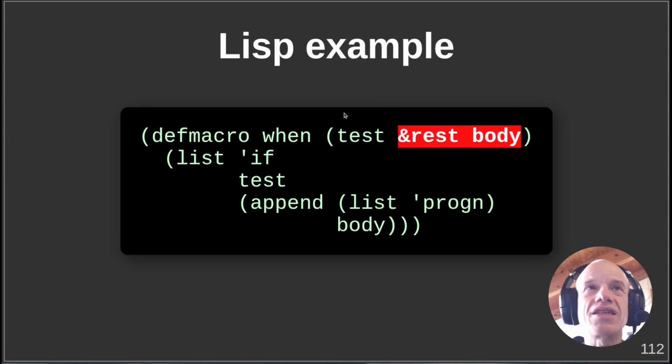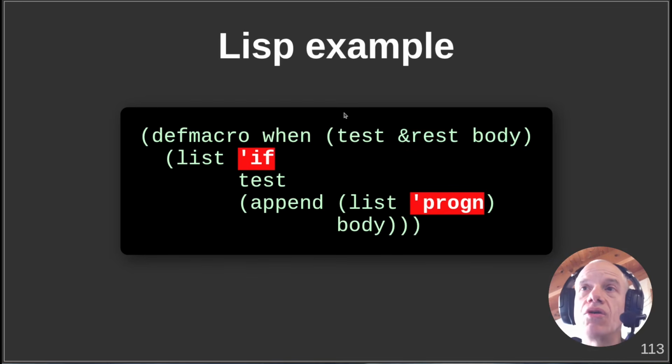And the rest is a variadic function where all the other arguments are collected in a single parameter named body. And this body is a list of expressions. This is the implementation. It's an invocation of the list function. It's a regular function in Lisp that creates a list of the elements, like in Python.